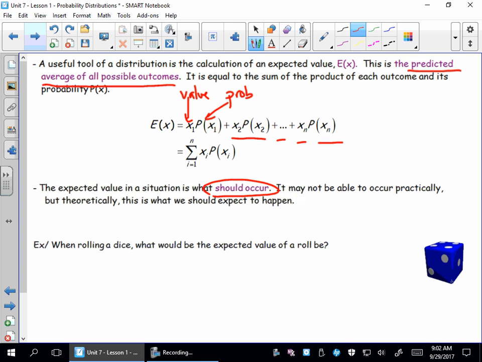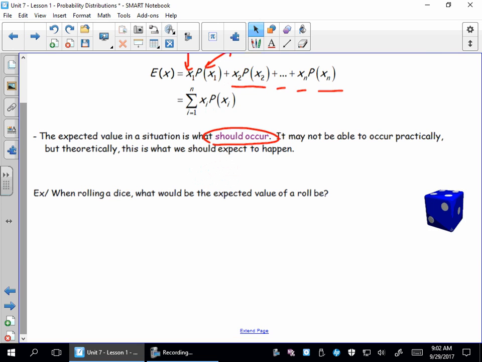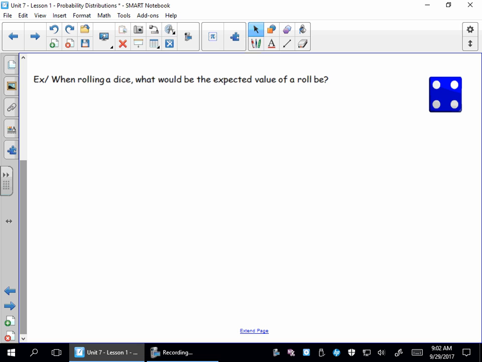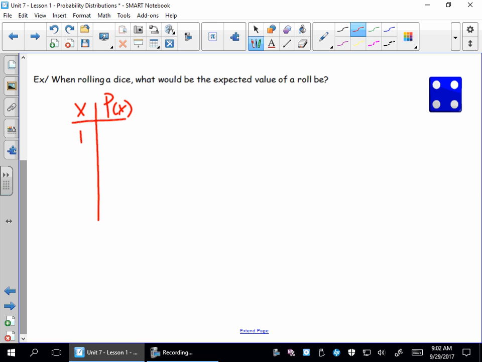So if we think about this dice idea, when I roll a dice, what should I expect to see on that face? I'm going to make myself a little distribution. What are the different things that could happen? So x and P(x), and I could get a 1 on the dice, or a 2, or a 3, or a 4, or a 5, or a 6. Those are all the different things I could get. The likelihood of each is the same. It's 1/6.